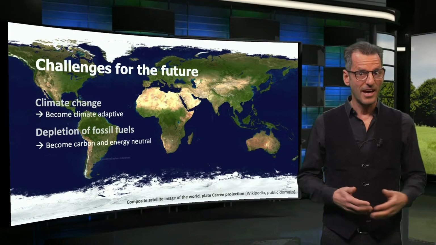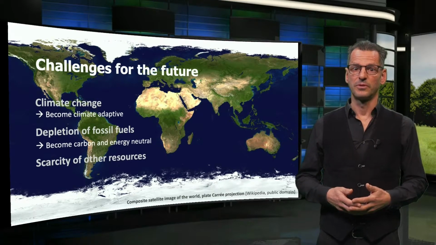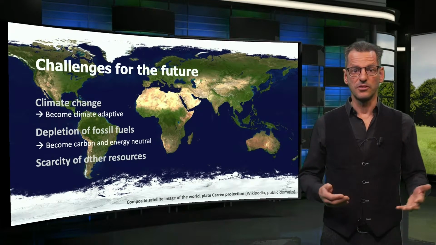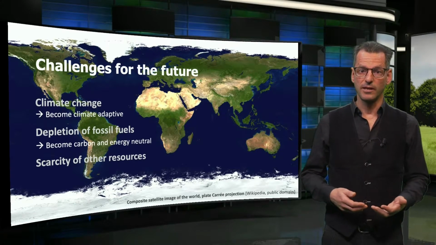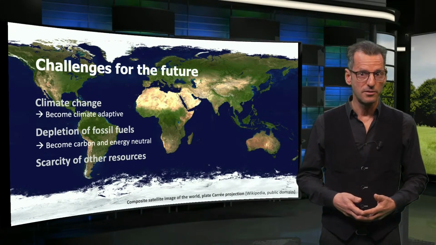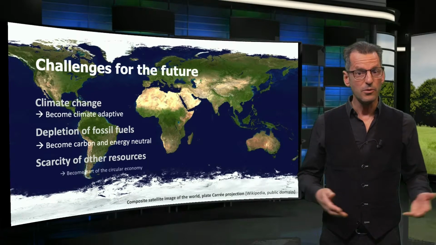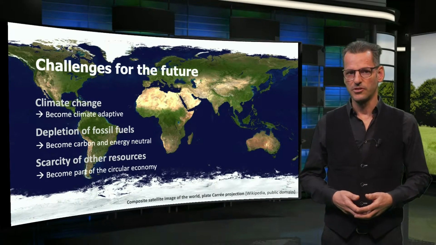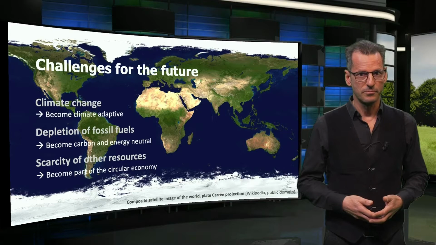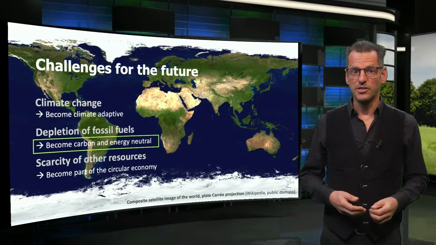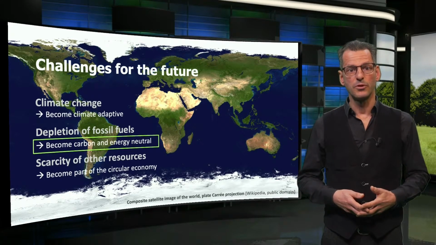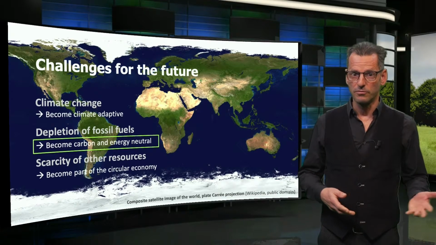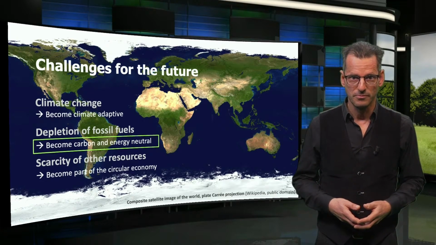And also, scarcity of other resources is an issue. Many resources are depleting, such as rare earth metals, required for electronics, batteries and renewable energy devices. The only way to solve this is to become entirely circular in our material use. This course is focusing mainly on an energy and carbon neutral built environment and indirectly on avoiding excessive climate change.